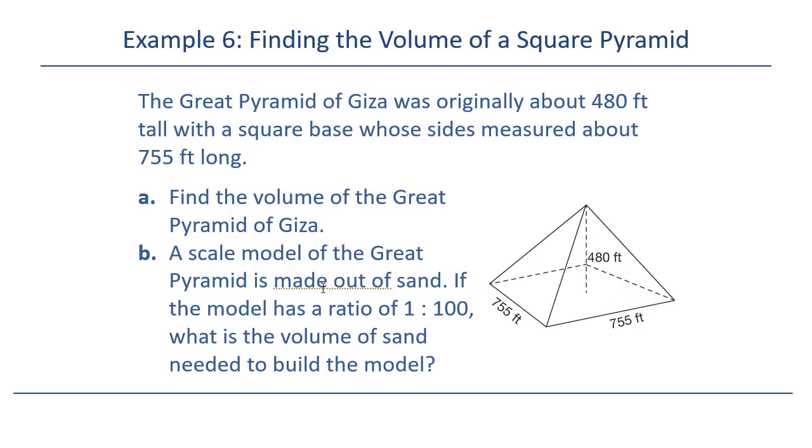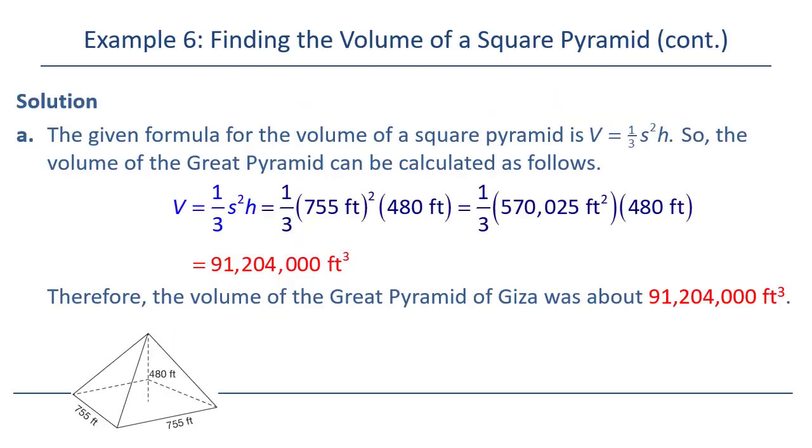And it says a scale model is made out of sand. If the model has a ratio of 1 to 100, what is the volume of sand needed to build the model? Well, once we figure out what the volume is, we know that it's just going to be 1/100th of it, right? 1 to 100, so you just divide by 100.